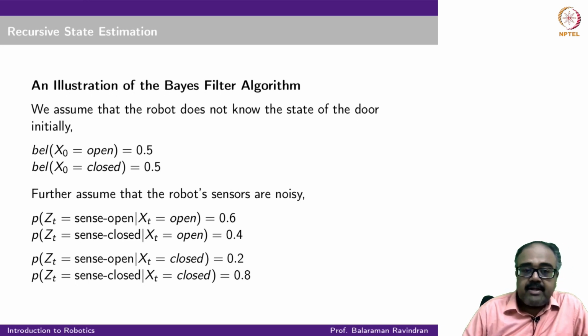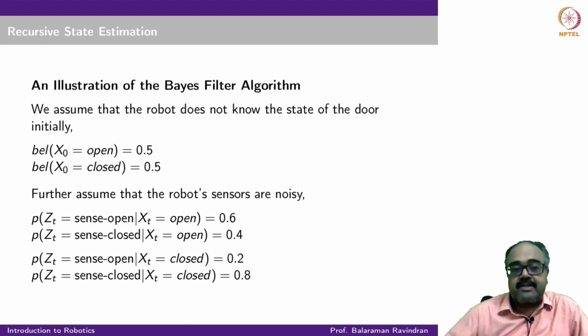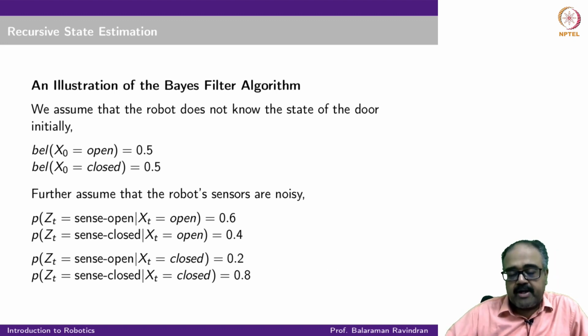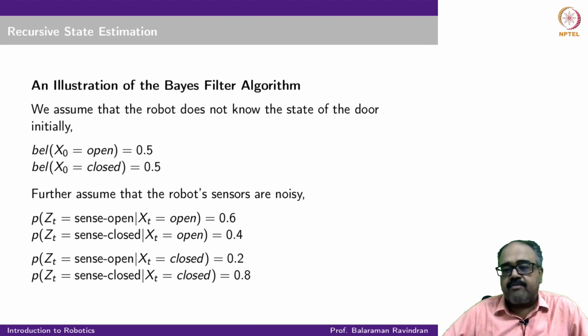My Z, remember, is sense open. So it's going to think of the observation as the door being open, and the door is actually open. If the door is actually open, the robot will sense it as being open with only a probability of 0.6. And the door is open, but the robot could sense it as being closed with a probability of 0.4. It could be a variety of reasons. The robot could think the door is actually closed when the door is open with some probability 0.4.